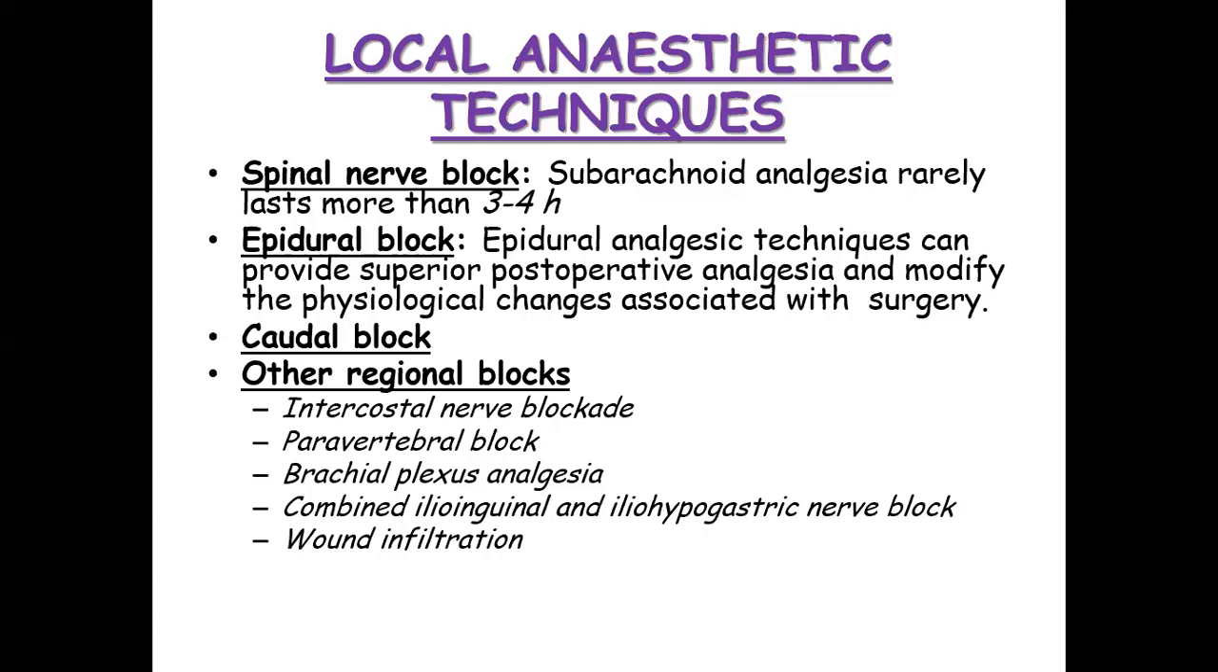Other regional techniques that are most commonly used are the intercostal nerve blocks and the paravertebral blocks, brachial plexus analgesia, the combined ilioinguinal and iliohypogastric nerve block, that is mostly used for the herniorrhaphy, and also the local wound infiltration. These are regional techniques. They are very important to provide relief from the post-operative pain.